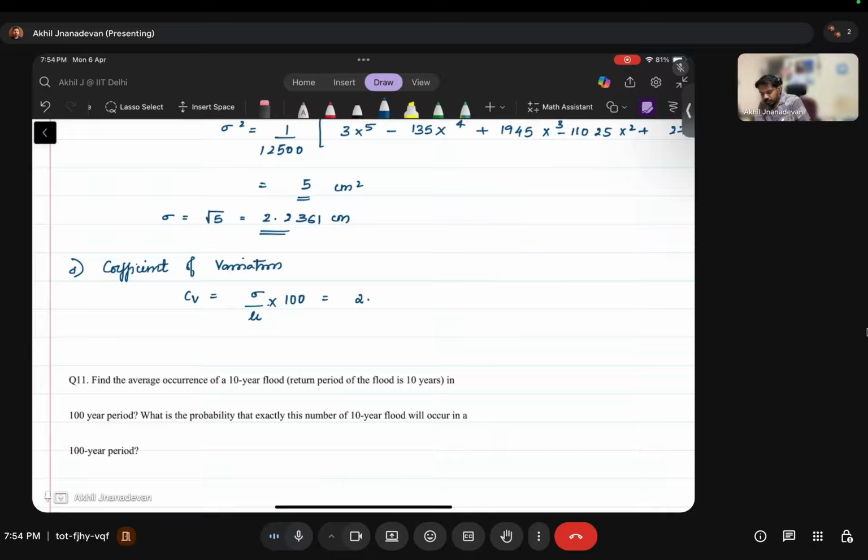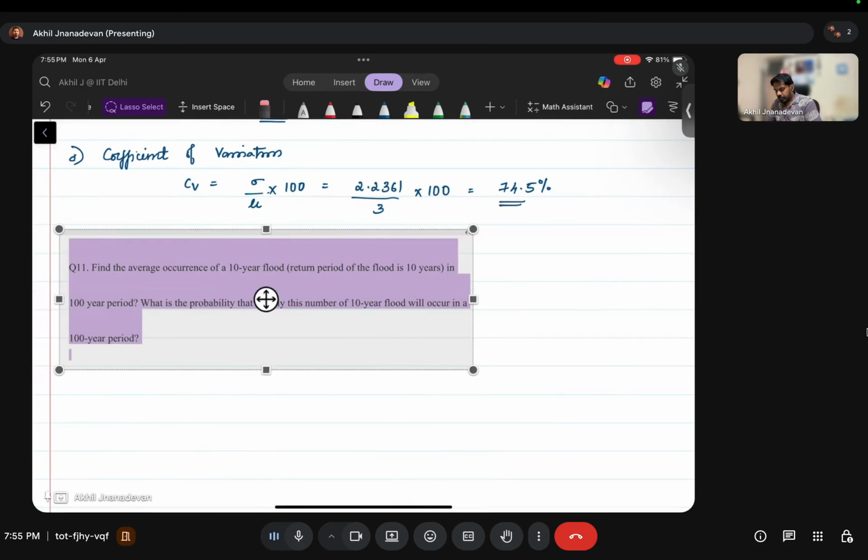The variation is coming around 2.361. This much difference is there, and mean is our 5. So that will be around 74.5 percentage. So this much variation is there about the mean. About the mean, 74.5 percentage of variation is there. So that is, I think, very large.